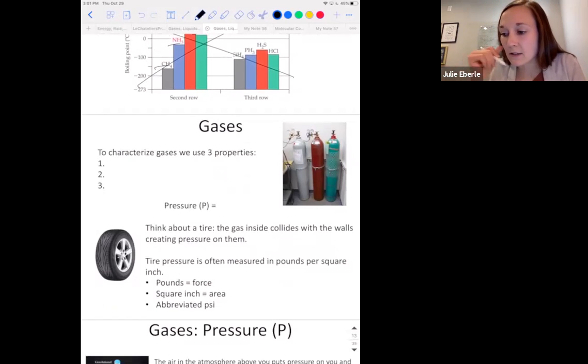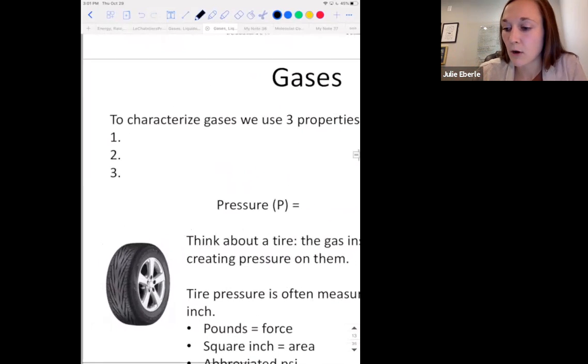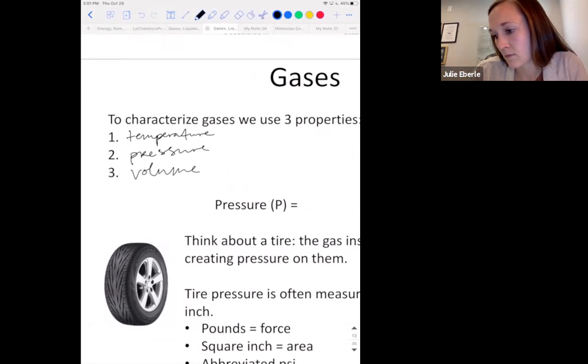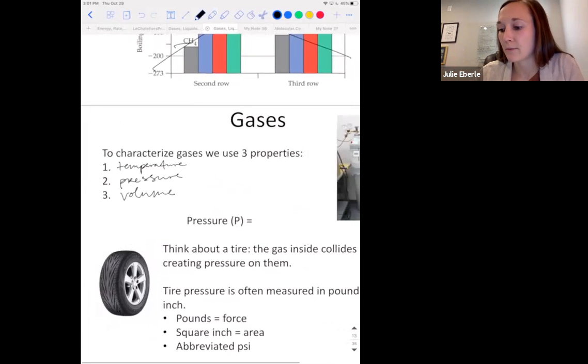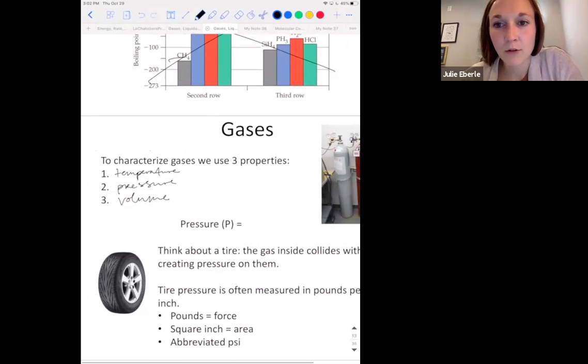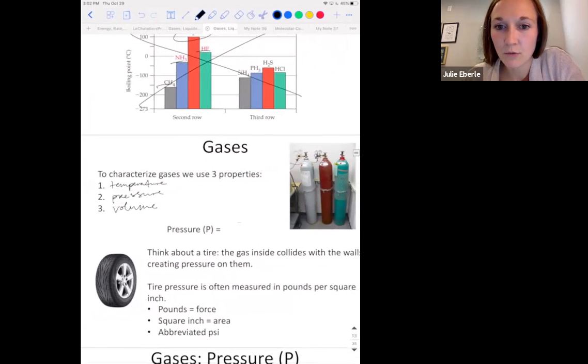So gases, we're going to study gases using three properties. Three properties are temperature, pressure, and volume. Temperature, pressure, and volume. Okay. And we're going to see how these three properties are related, and why gases are so unique. They're so much more versatile than solids and liquids. We can compress them. We can do a lot of different things with gases that we can't do with liquids and solids.